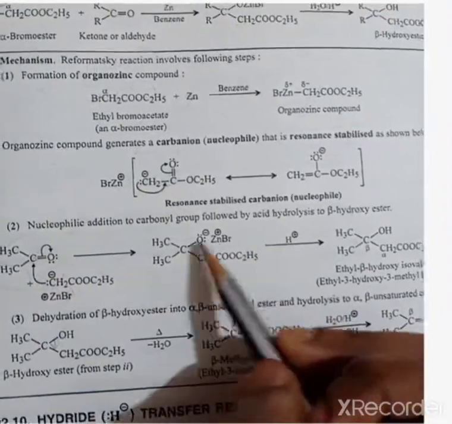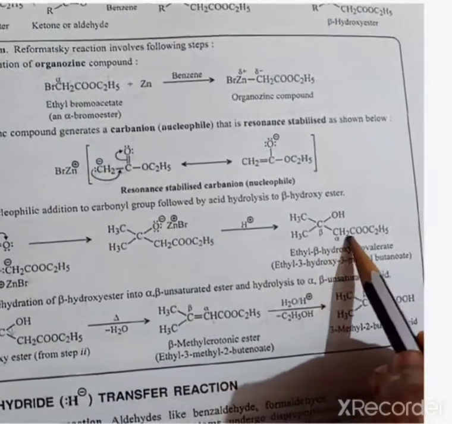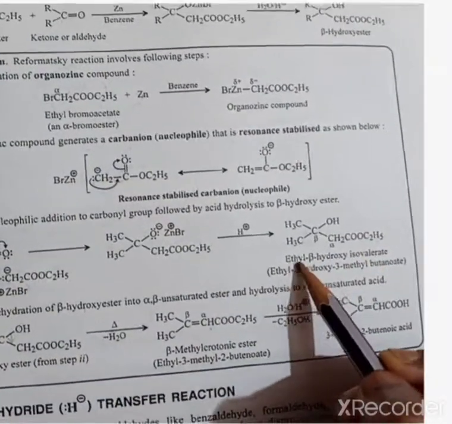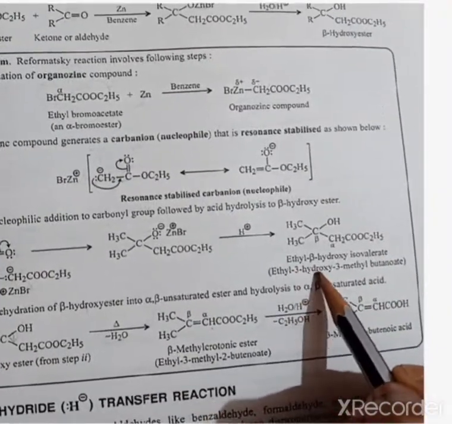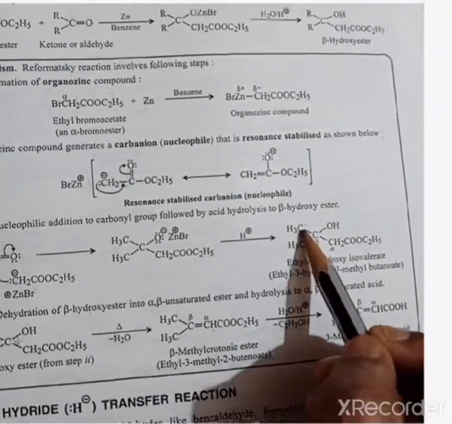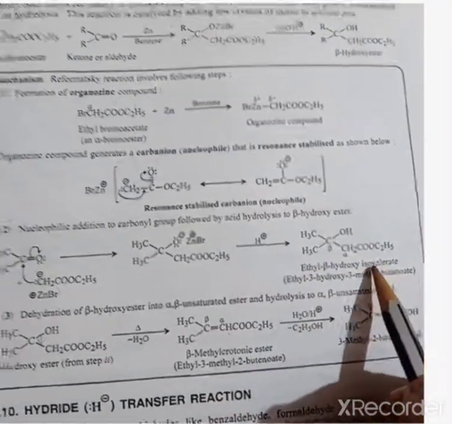Again we get hydrolysis, only OH will be converted, the other parts stay as they are. CH2 COOC2H5 is ethyl beta hydroxy isovalerate, or ethyl 3-hydroxy-3-methylbutanoate. One, two, three, four carbons here, so it is said to be butanoate.